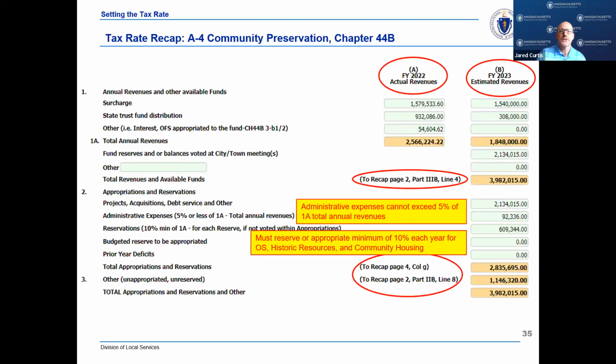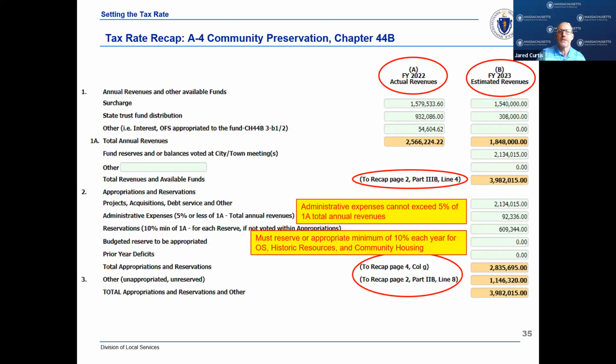This slide shows you a snapshot of the A4 Community Preservation Fund form. Column A reports your community's actual revenues from the prior fiscal year. Column B reports your budgeted revenues and appropriations for the current fiscal year. Let's take a look at Part 1, Column B, which reports the following revenues. The estimated surcharge is the amount brought in by the additional tax on the real estate bill.